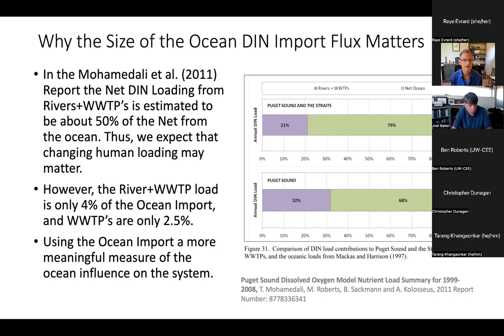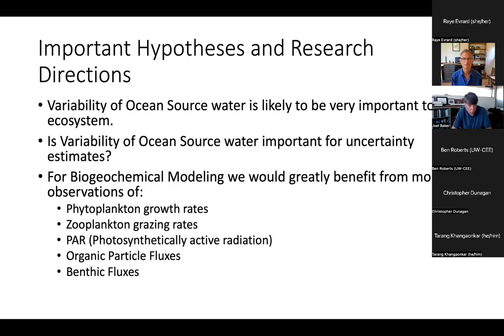Okay, next slide. This is the last slide, actually. So just based on these back of the envelope type of calculations, and this is consistent with what people have been saying for a long time, the ocean source water is very important. And so its variability is likely to be quite important. I think it's a really interesting and open question, from the point of view of what we're here to talk about, whether or not the variability of the ocean source water is important for uncertainty estimates.